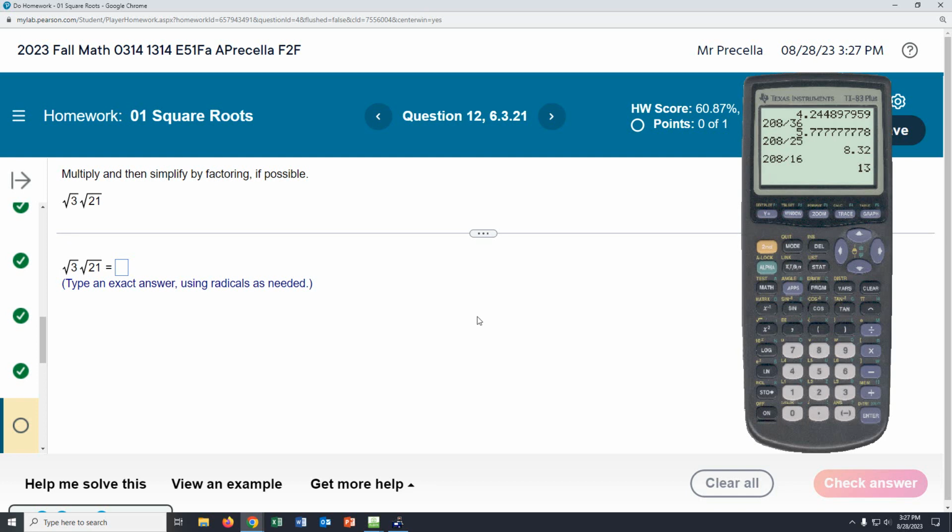Finally, a different type of problem. To multiply square roots, you keep the same square root, you just multiply the radicands, the things underneath the radical. What is that? Square root of 3 times the square root of 21.